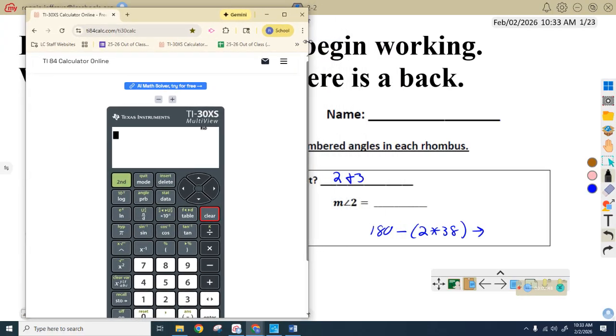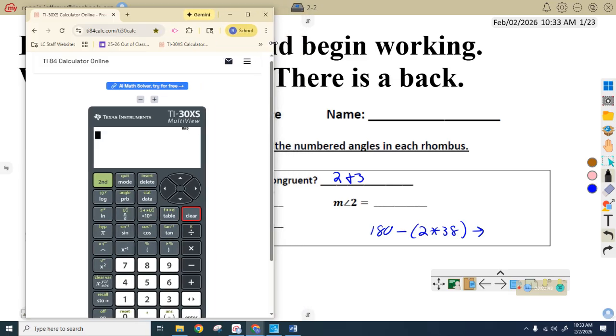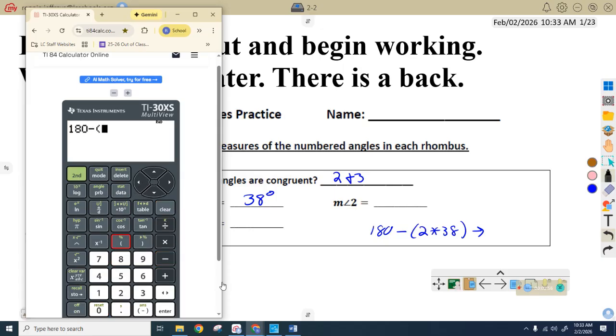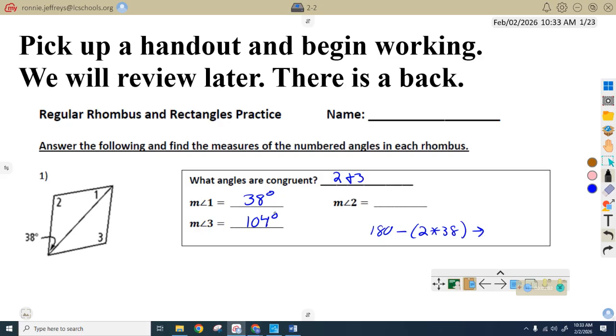So, there we go. So 180 minus 38. All right, so this would be 104 degrees. All right.